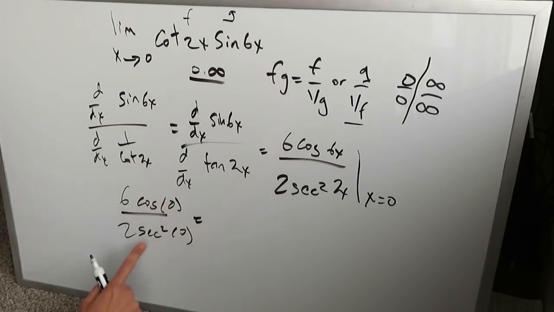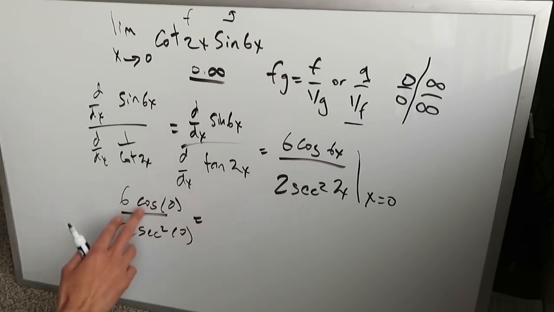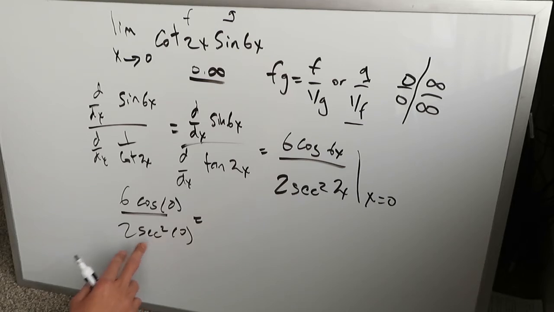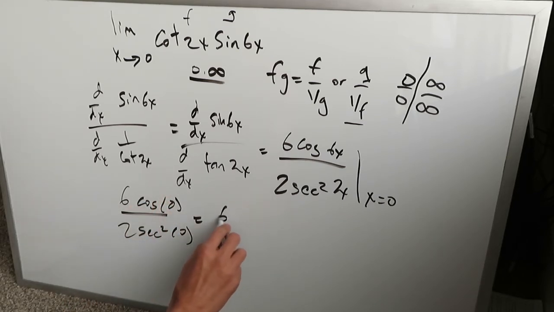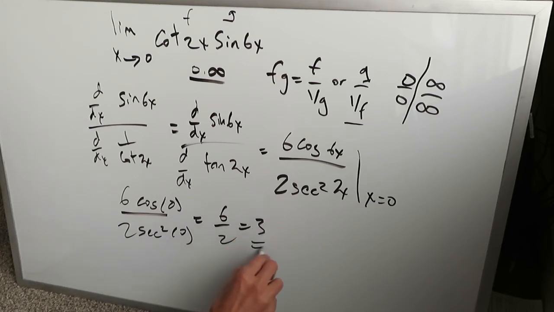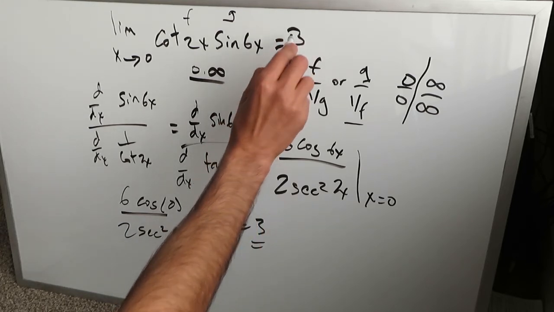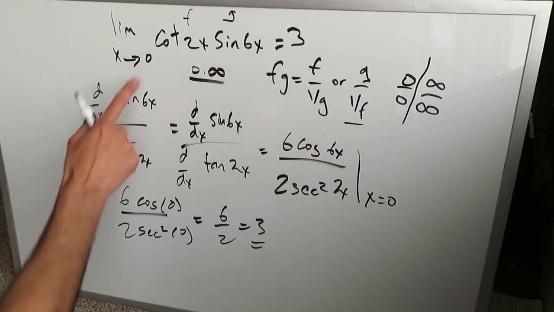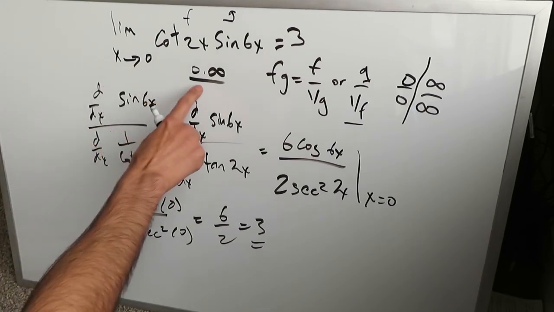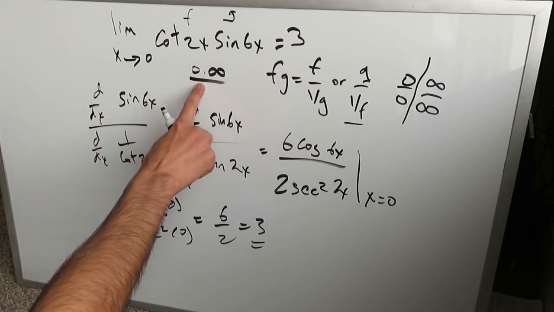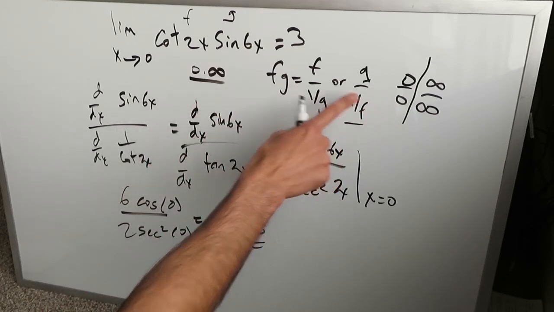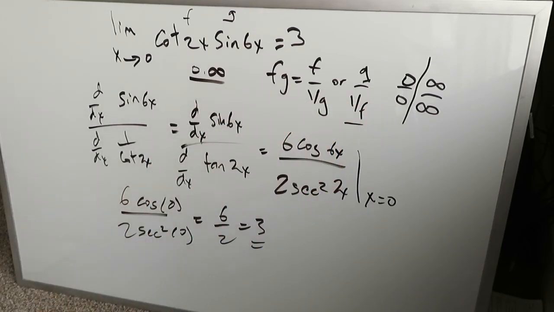You know cosine of 0 is a 1, and secant squared of 0 is a 1, because the reciprocal of cosine is secant. Whatever values hold for cosine will hold for secant, especially when we have 0 as our angle. You'll get 6 divided by 2, which is 3, and that'll be your final answer. So the limit of this entire function will be 3 as x approaches 0. We've converted an indeterminate product form into the quotient form, and that helped us realize the answer of 3.